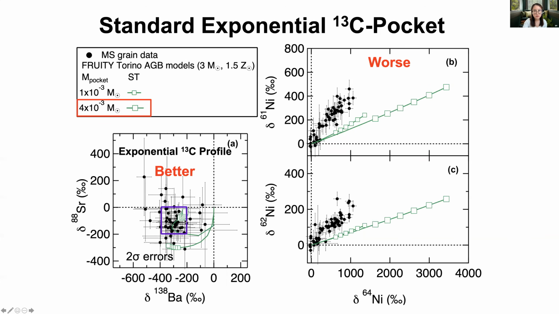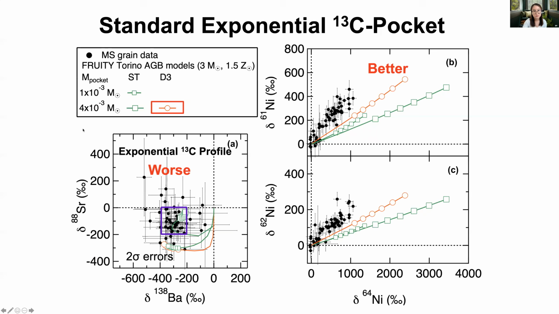Once we increase the mixing depth by a factor of 4, we can see that the match in the strontium barium plot is significantly improved. However, the predictions in the nickel-3 isotope plots greatly increased and shifted to the right, resulting in an even worse match with the grain data. So the pocket size here doesn't work.